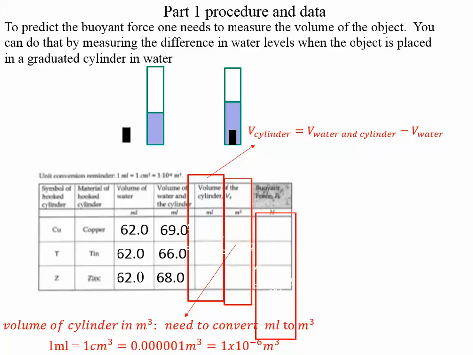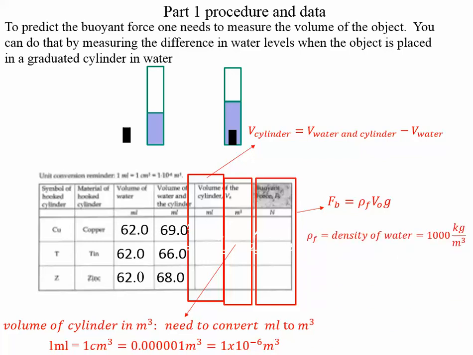And then the final column in that data table is the predicted buoyant force, which is Archimedes' principle. The buoyant force is the density of the fluid. In this case, it's water, which has a density of 1,000 kilograms per cubic meter, times the volume of the object, which is what you calculated in the previous column, and then multiplying by g, the acceleration due to gravity, 9.8 meters per second squared.